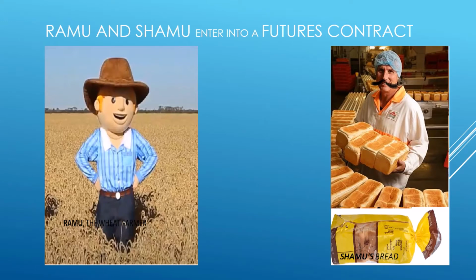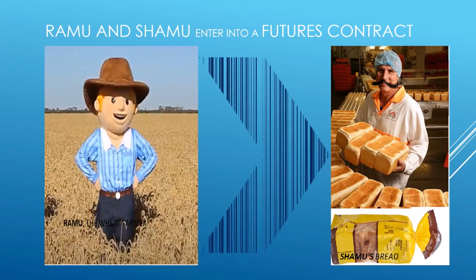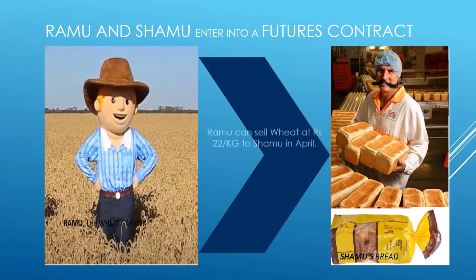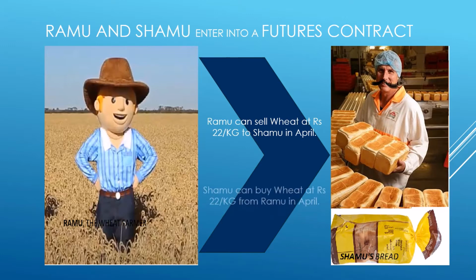Now, what do Ramu and Shamu do? They enter into a futures contract for April. According to this futures contract, Ramu can sell wheat at rupees 22 per kilogram to Shamu in April. And this is acceptable for Shamu as well. Shamu can buy wheat at rupees 22 per kilogram from Ramu in April.